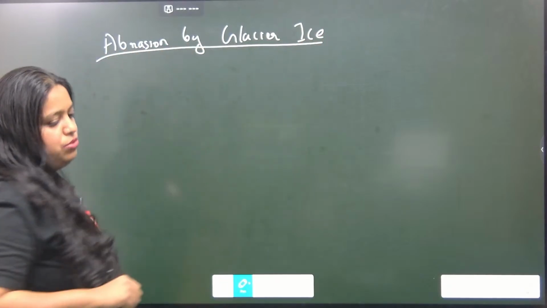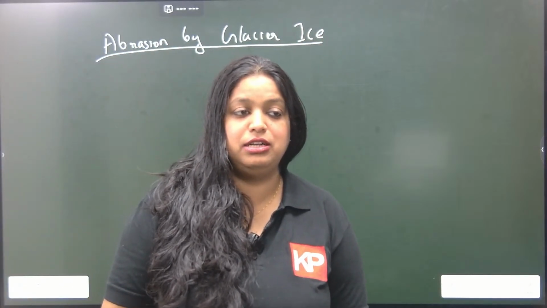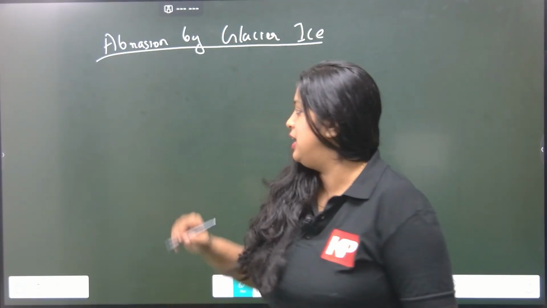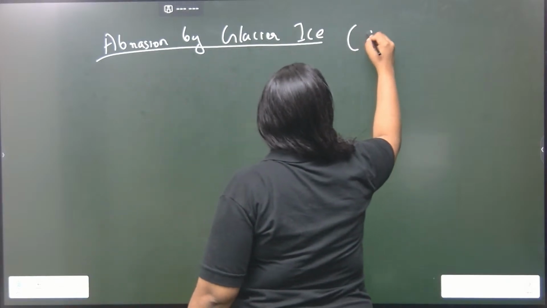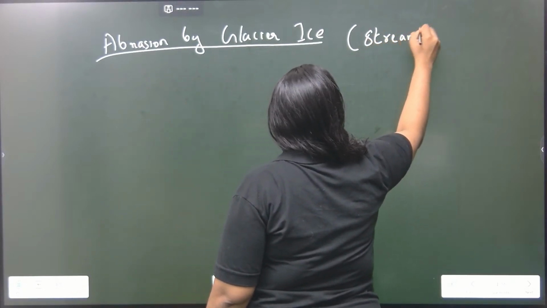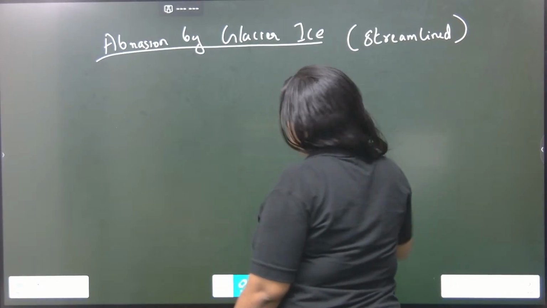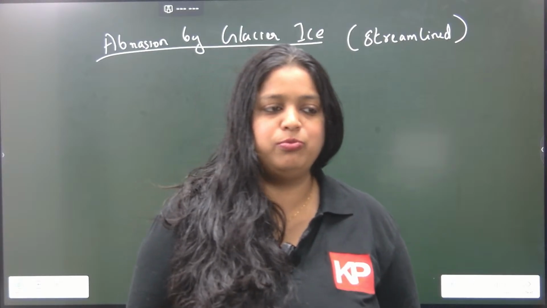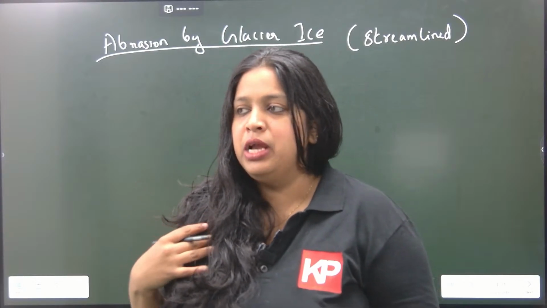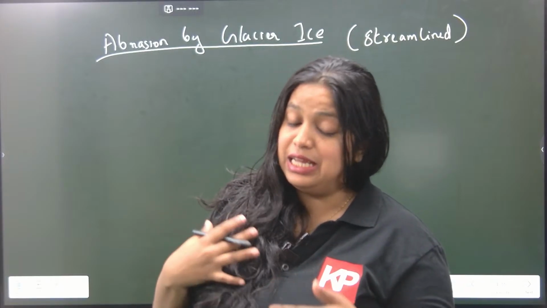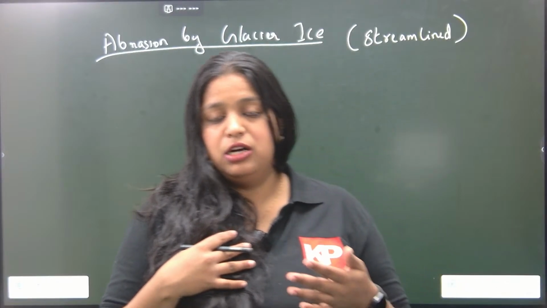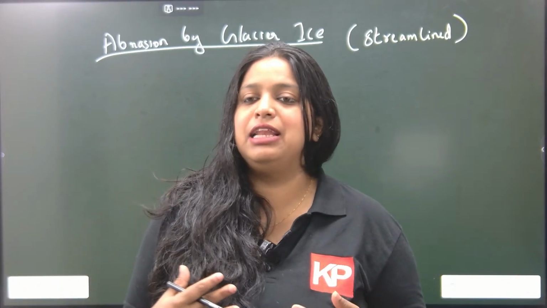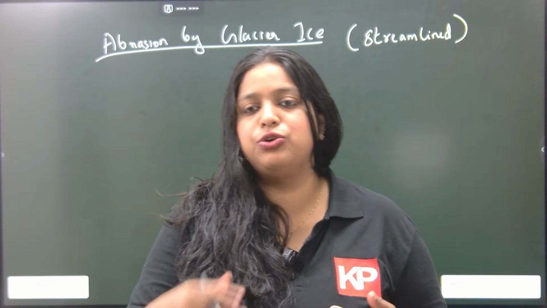Abrasion by glacier ice. Because of abrasion by glacier ice, the landforms that we get are streamlined forms. All of these are streamlined relief forms. Streamlined means there will be striations, grooves, or lines present on the structures, and these lines will be parallel to the direction of glacier flow.